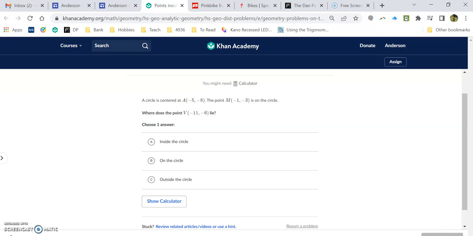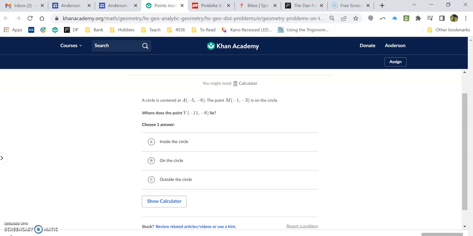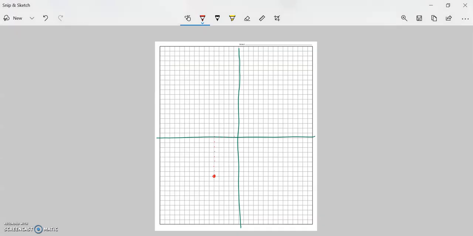So our center is -5, -8. And I'll just go back and forth. -5, -8. 1, 2, 3, 4, 5. 1, 2, 3, 4, 5, 6, 7, 8. And we are looking at -1, -3. That's on our circle. So -1, 1, 2, 3. I'm going to just do an approximate circle around this. That's a terrible circle, but.